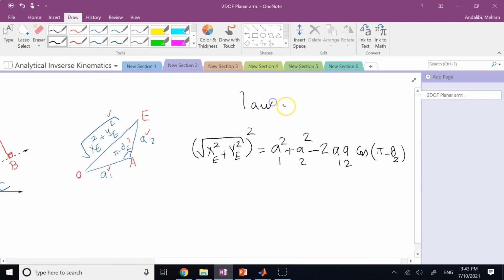So this is what? This is the law of cosines. There are 3 laws like this that you can write for any arbitrary triangle, and then 3 laws that you call the laws of sine.